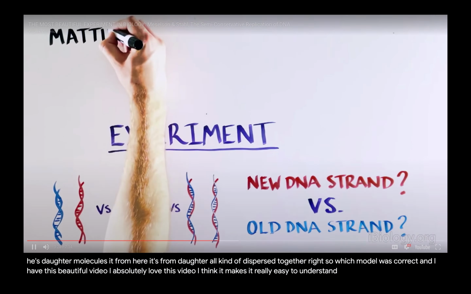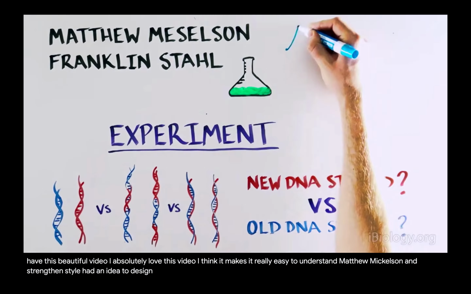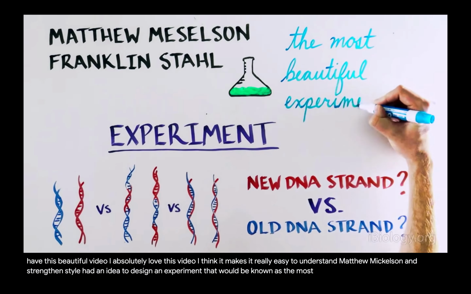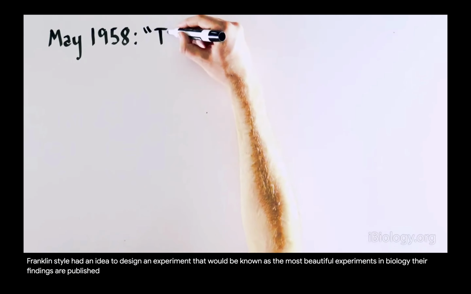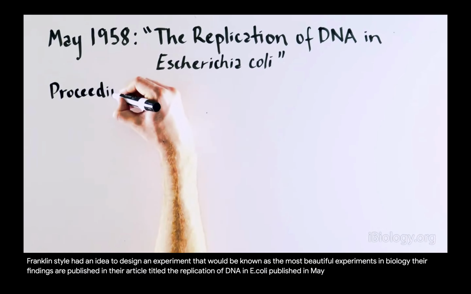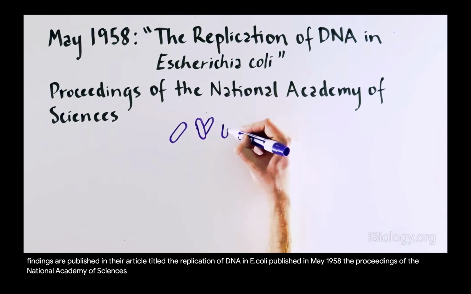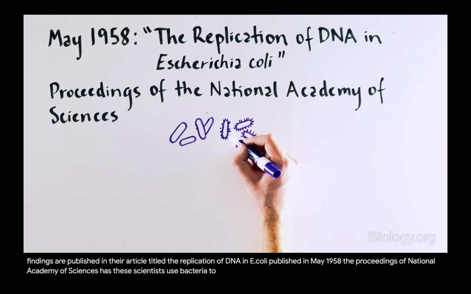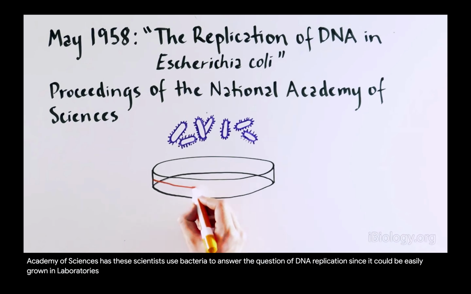So two scientists, Matthew Meselson and Franklin Stahl, had an idea to design an experiment that would be known as the most beautiful experiment in biology. Their findings are published in their article titled The Replication of DNA in E. coli, published in May 1958 in the Proceedings of the National Academy of Sciences. These scientists used bacteria to answer the question of DNA replication, since it could be easily grown in the laboratory.